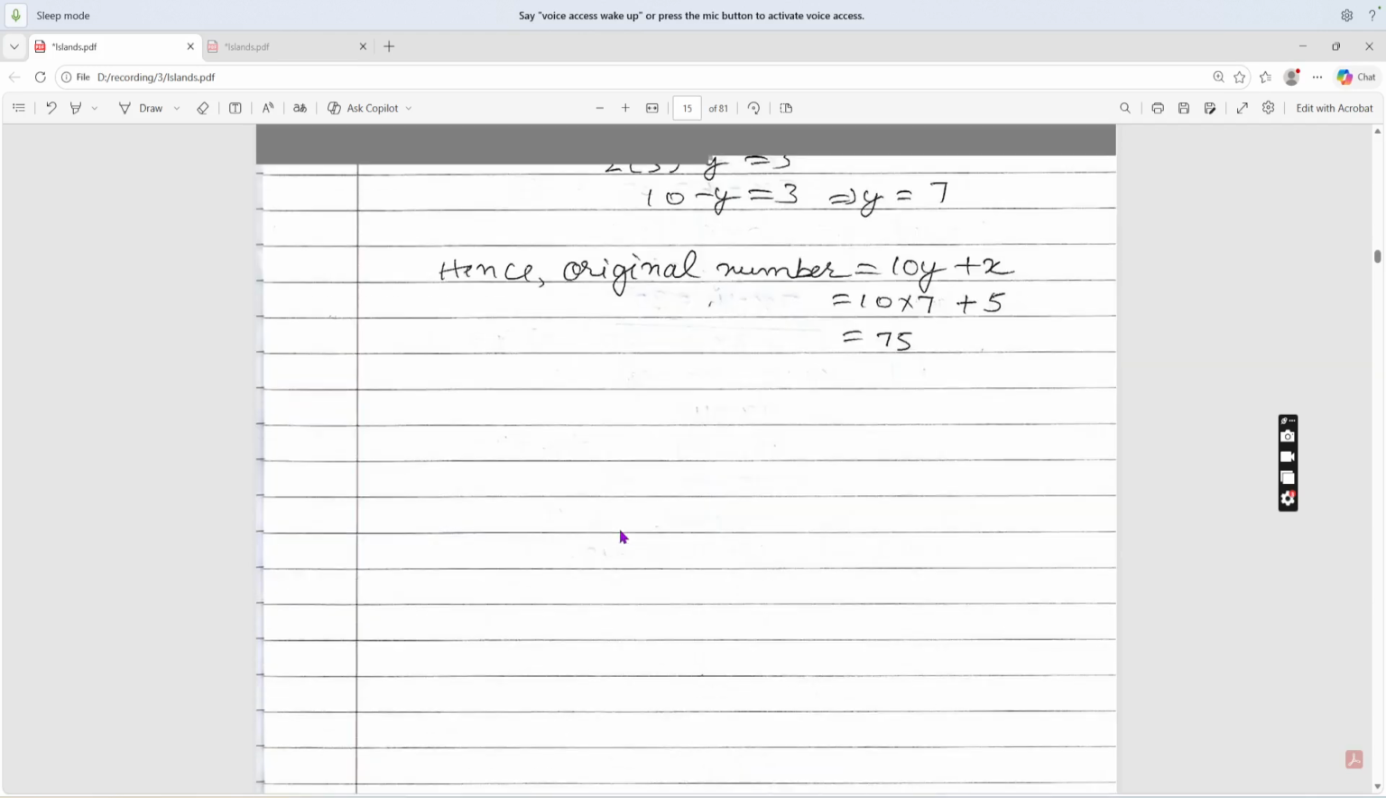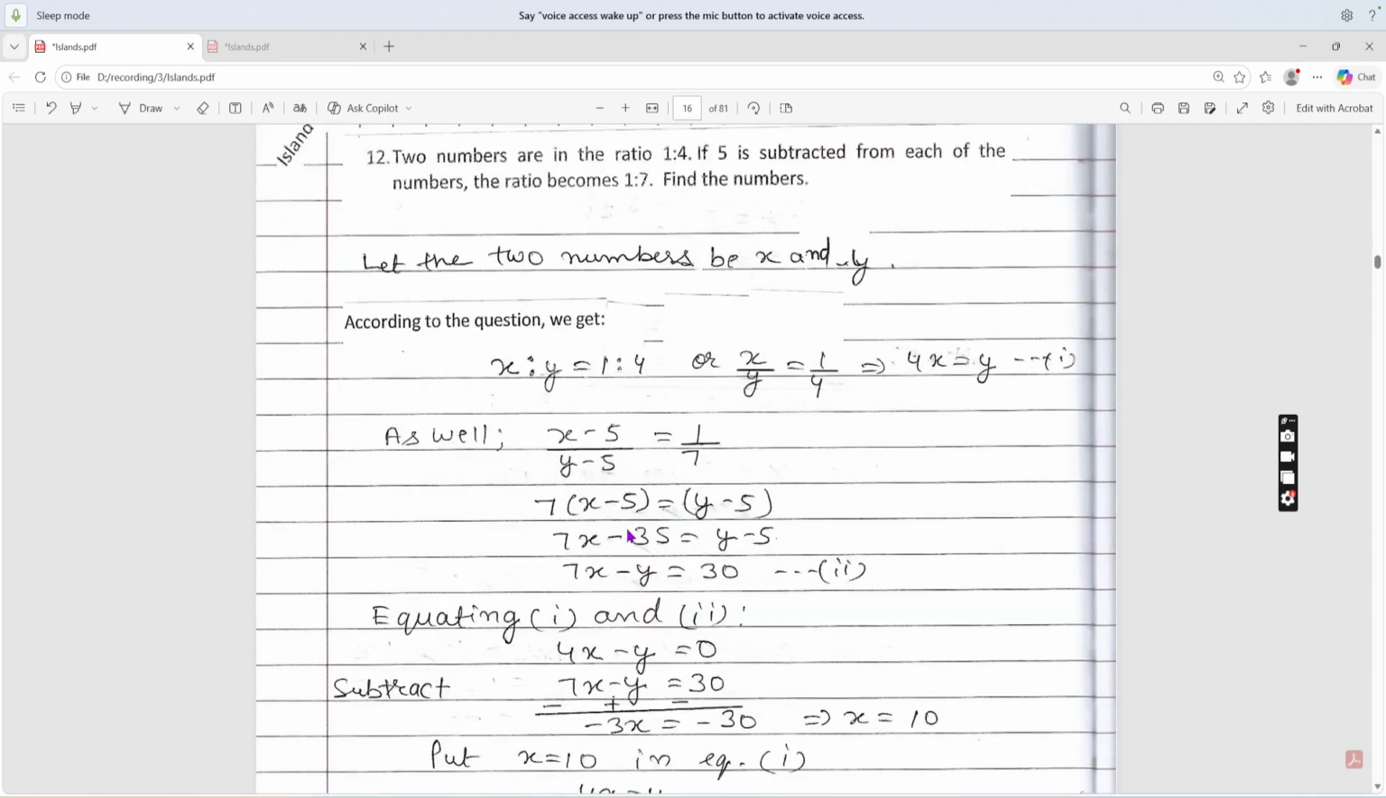Okay, now we will see further. Two numbers are in the ratio of 1:4. If 5 is subtracted from each of the numbers, the ratio becomes 1:7. Find the numbers. This time the word numbers is written, but be careful, be cautious. This time it is not mentioned that it is a 2-digit number, or a single digit number, or a 3-digit number. Means we need not write any of the 4 steps which we were writing in the previous questions. So here clearly two numbers are written.